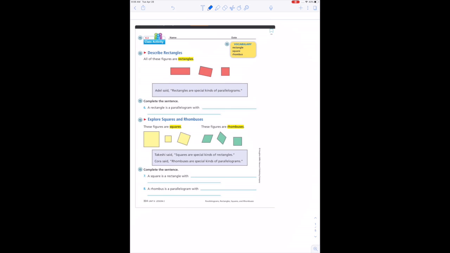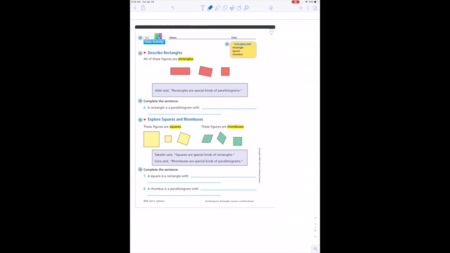Okay, so what I want you to do is look at page 304 for a second, and we're going to talk about rectangles, squares, and rhombuses. Okay, and we are going to talk about the differences between the three of them, okay?